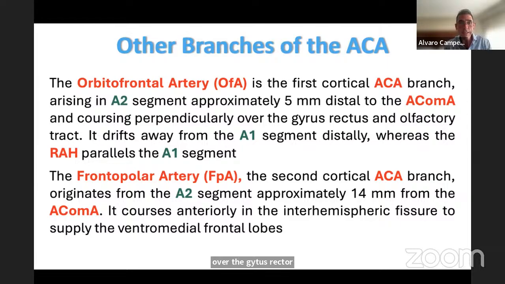So it drifts away from the A1 segment distally, whereas the recurrent artery goes parallel to the A1 segment. One goes to the gyrus rectus and the other continues parallel to A1 in order to find the anterior perforating substance.